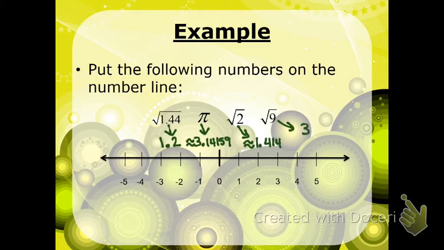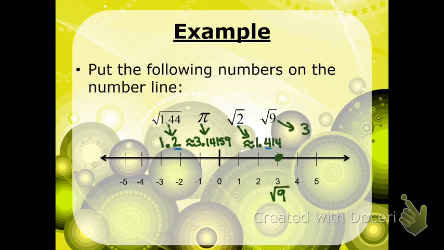So when we go to compare these, none of these are negative, so we're not going to have anything to the left of 0. They're all positive. I usually like to put the whole numbers on first, so 3, the square root of 9, is exactly 3, so I put my point at 3. Now the other ones are all pretty close to each other. 1.2 and 1.4 are pretty close to each other, and 1.2, if we go to that 10th place, is just a little bit smaller than the 1.4 if we go to that 10th place.